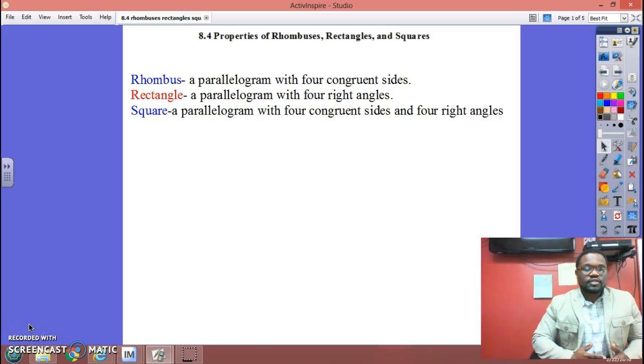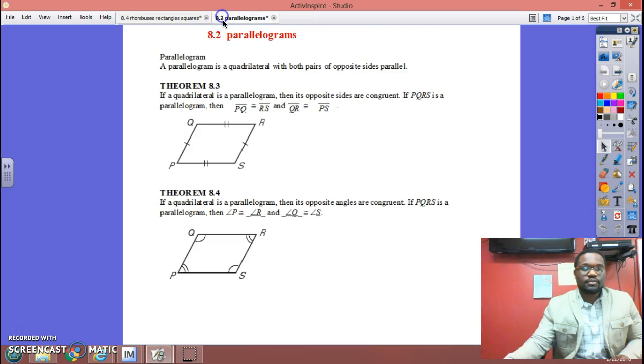Alright, so there's several different things that we need to discuss, and let's get into it. Notice all of these say a parallelogram. So basically we're under the title of parallelogram. All the other stuff that we talked about is true with parallelograms. So let's review real quick a parallelogram.